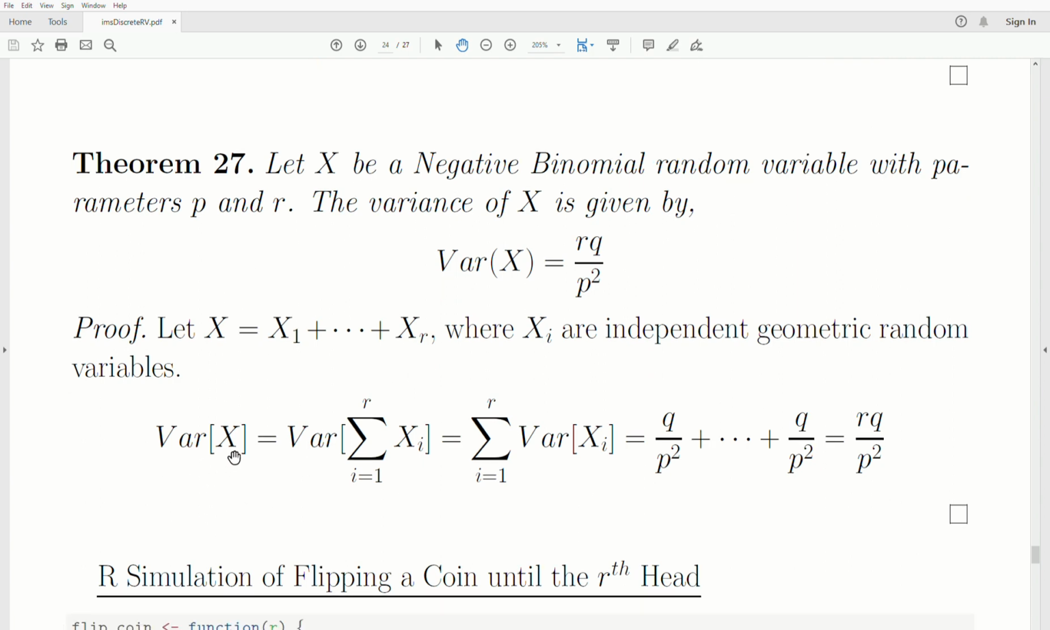Then the variance of X is the variance of the sum, which is the sum of the variances because they're independent. The variance of a geometric random variable is q over p squared. We're adding them up r times, so it's r times that number.